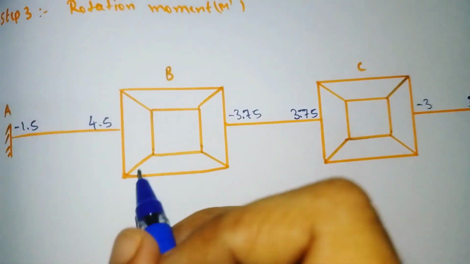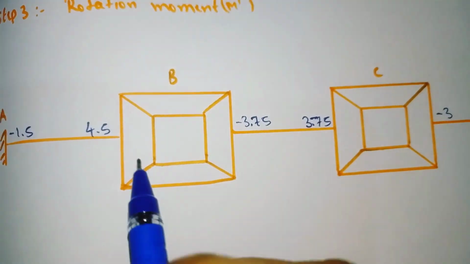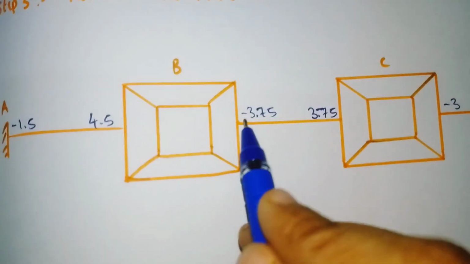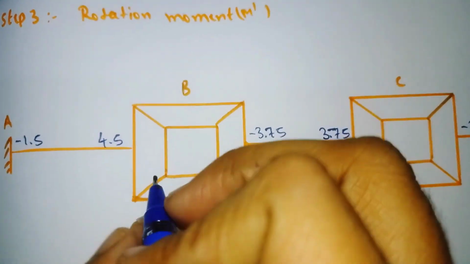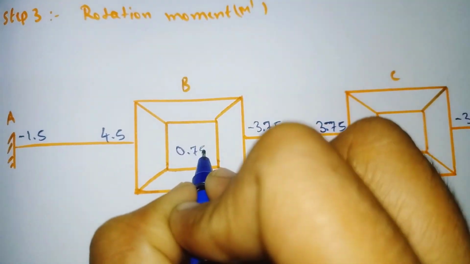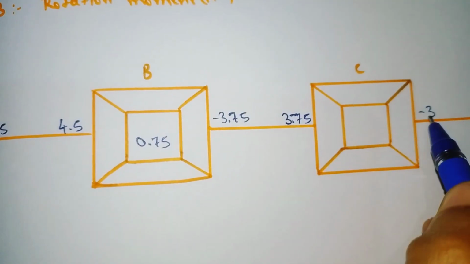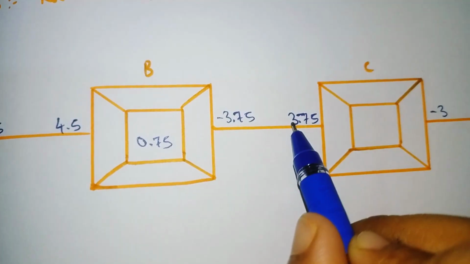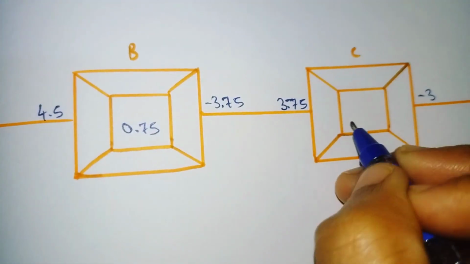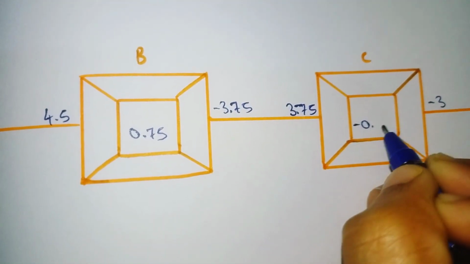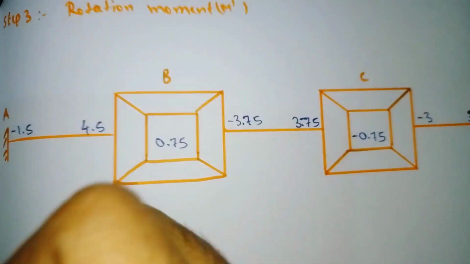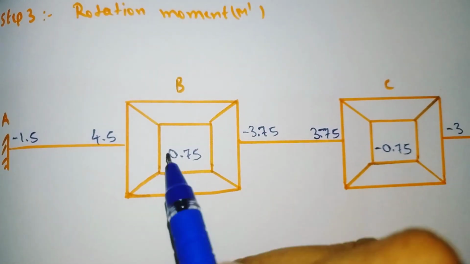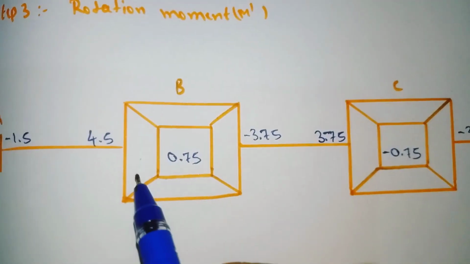So now what we have to do is add these two and write it here in the center. So 4.5 minus 3.75 will come out as 0.75. Similarly here also, add these two and write it here. 3.75 minus 3 will come out as minus 0.75.